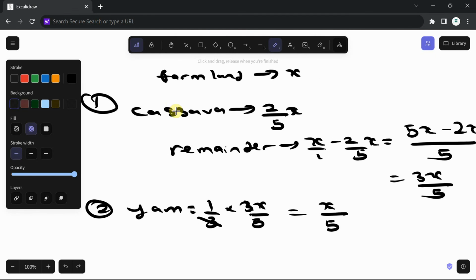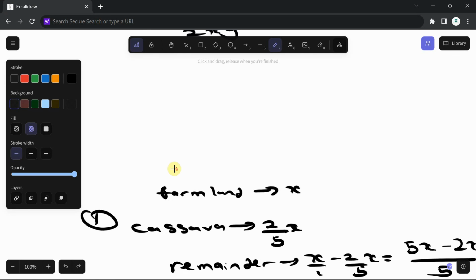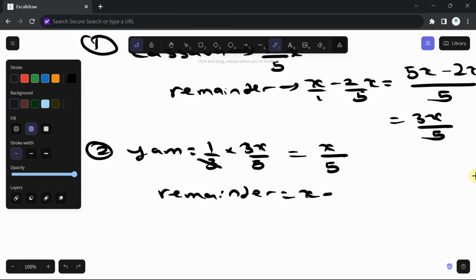So after this, out of this x, 2/5 will be taken for cassava, x over 5 will be taken for yam. And it says the rest. So I have to find that remainder again. When I find the remainder again, that will be x minus, the first one is 2 over 5x, or 2x over 5, and the second one is x over 5, right? So this will give me the remainder at this point.